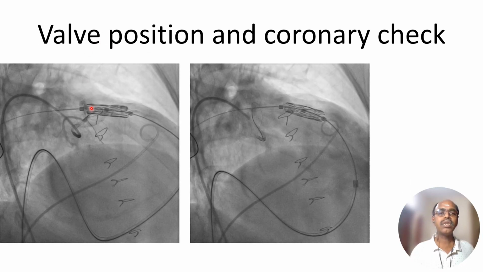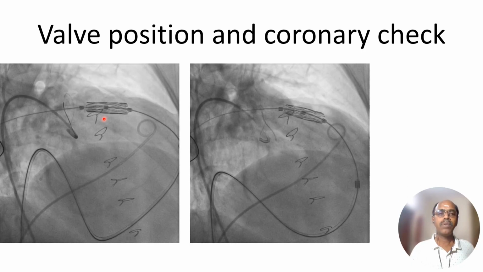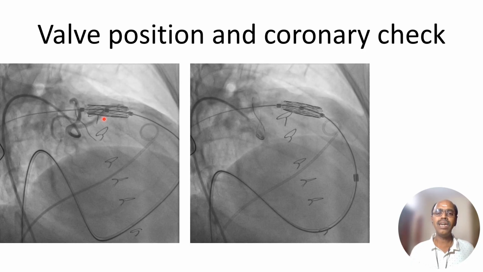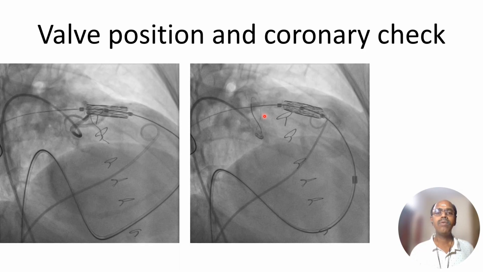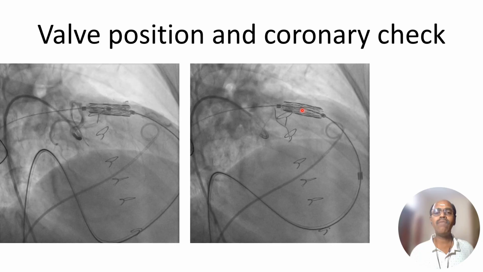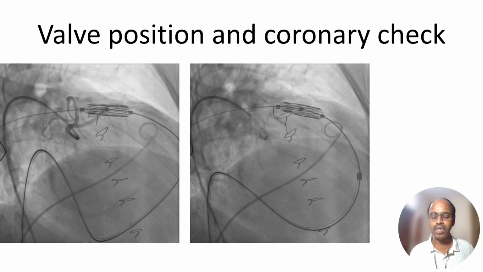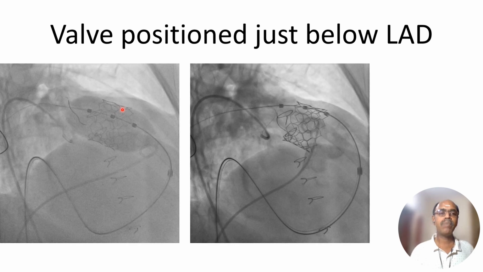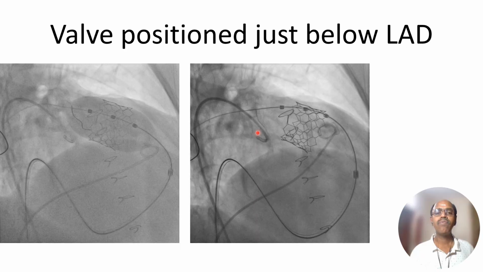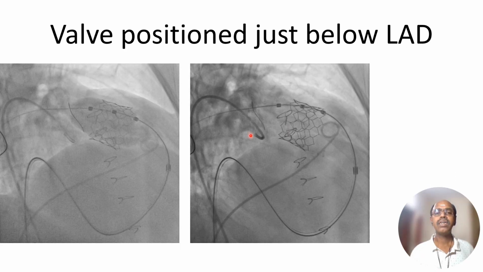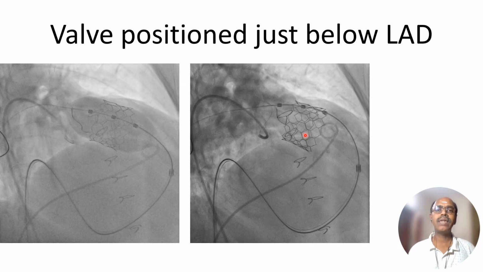Since we are choosing a 32 millimeter valve, 2 millimeters larger, we are positioning the valve a little proximally. We are identifying the coronary, moving this valve a little bit more proximal so that it is not very close to the left anterior descending, and then expanding the valve. And as you are expanding the valve, you are checking that the coronary artery is actually a little distal to the place where you have landed the valve.